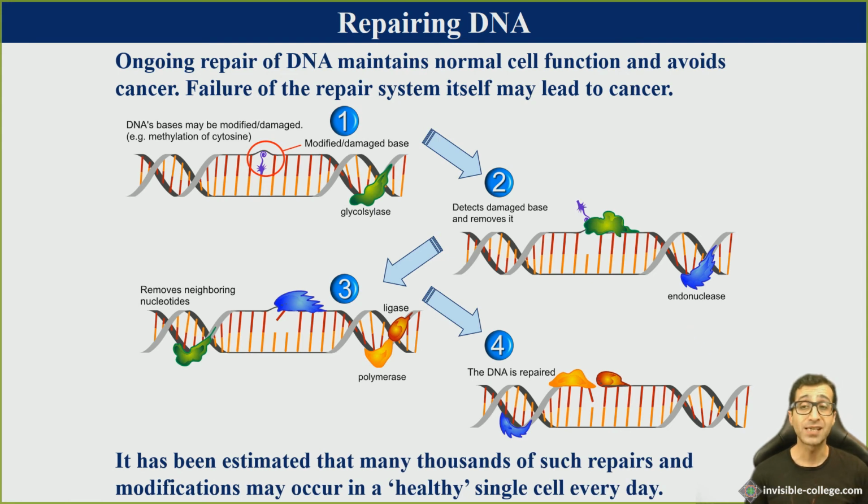Now, it's actually estimated that many thousands of these kinds of repairs and modifications can occur in a healthy single cell every single day. So in other words, your cells are constantly being damaged in these ways, and yet the normal repair and maintenance mechanisms operating inside your cells are so effective that for the majority of us, none of us will go on to develop cancer as a result of these thousands of such damages and repairs taking place in each one of your healthy cells every day.